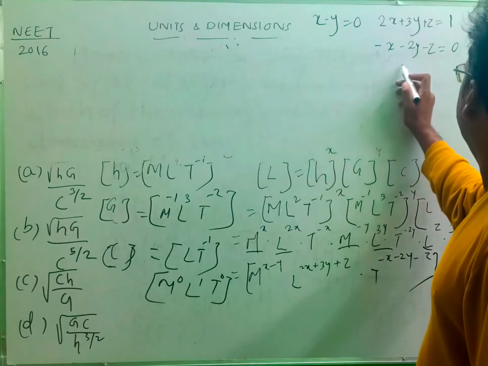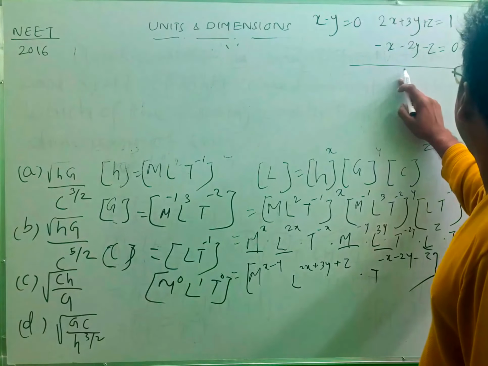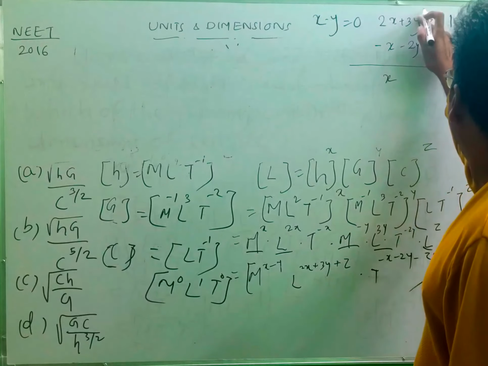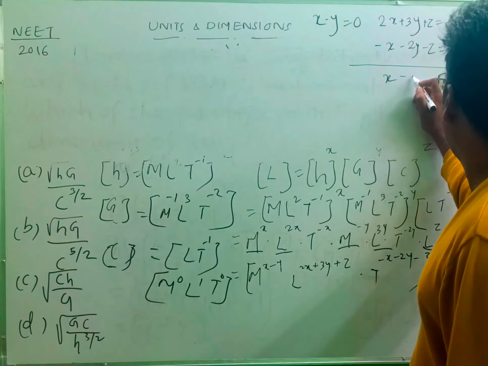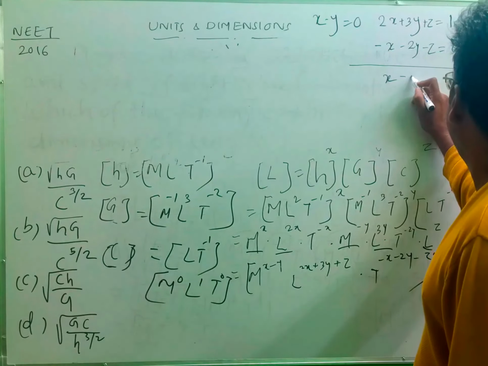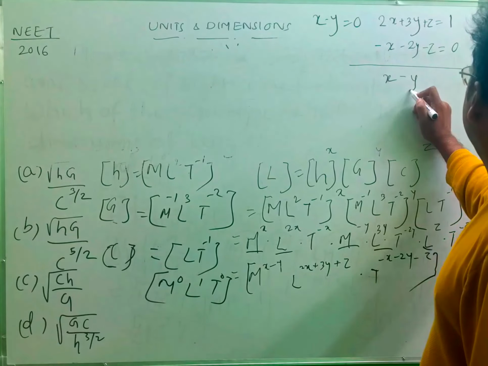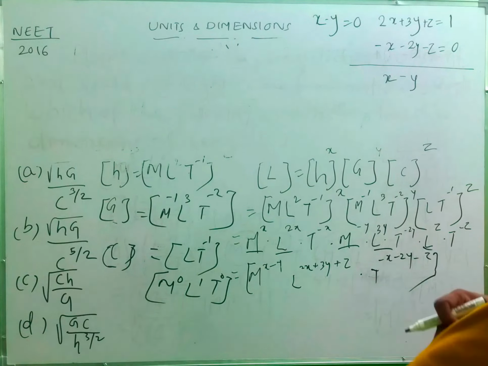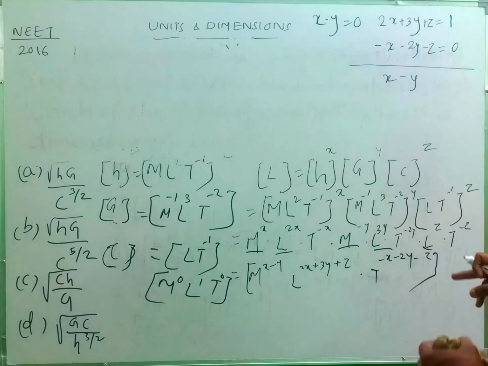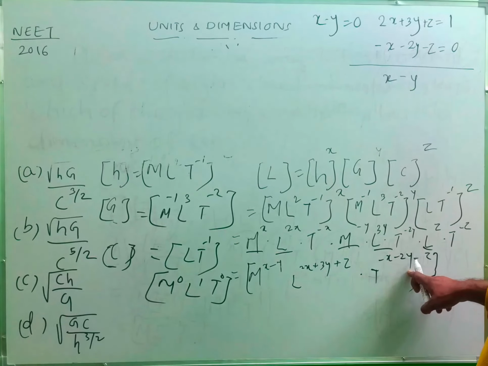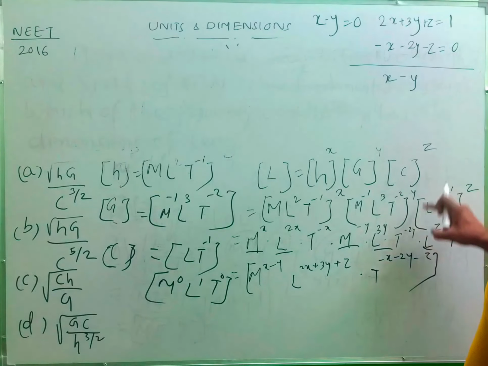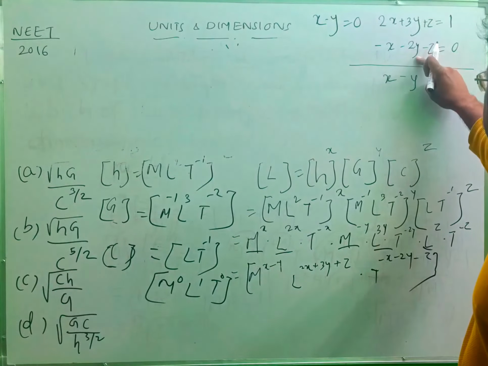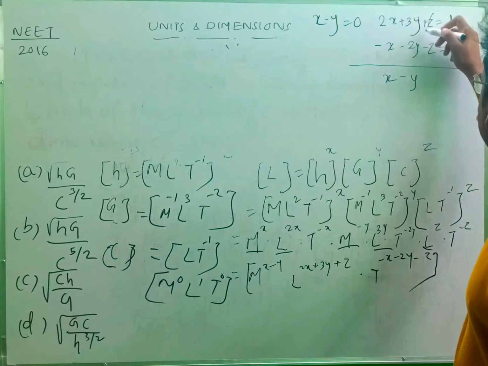Okay, students? If we add these equations, what do we find? We find 2x minus x is equal to x and 3y minus 2y is equal to y. That is 2x plus 3y plus z minus x minus 2y minus z. Okay, students? This is 3y minus 2y. This z cancels out.